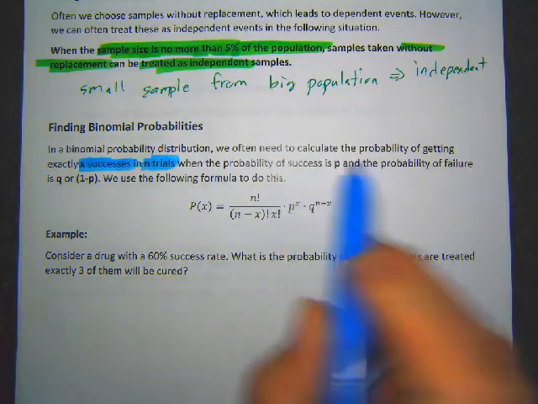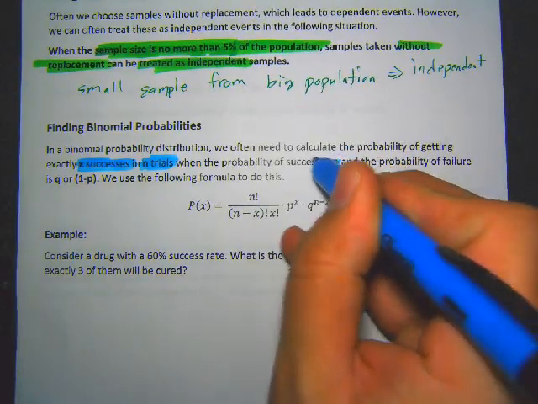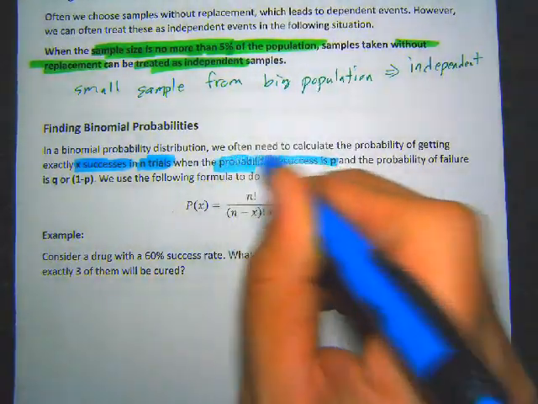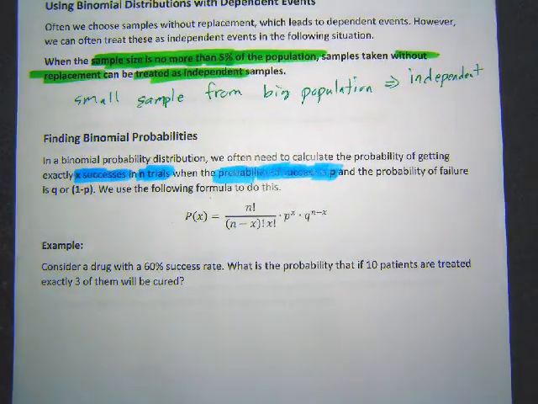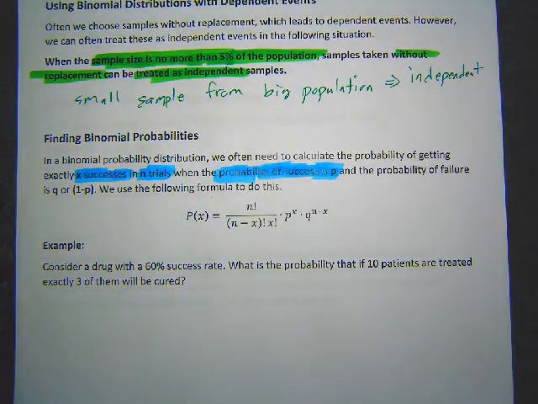Then the probability of success is P. So P is the probability of success. This is the likelihood that the drug cures the person, the likelihood the person graduates. So when I said, 70% chance they graduate, or 75% chance they graduate, that was P. When I say the drug cures 80% of people, that's P.